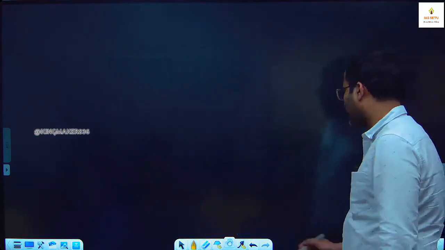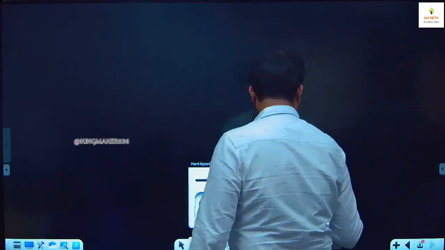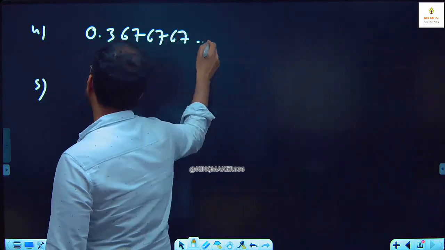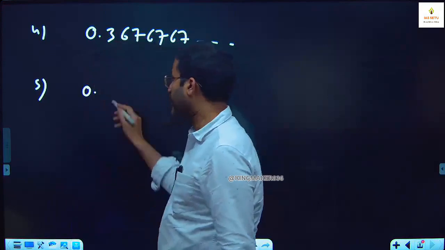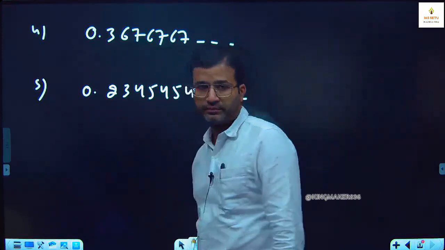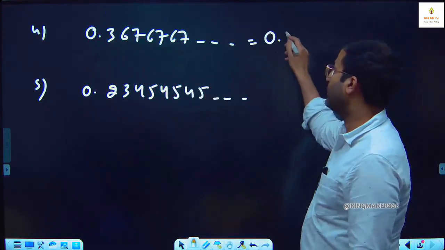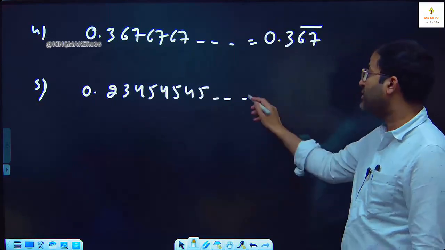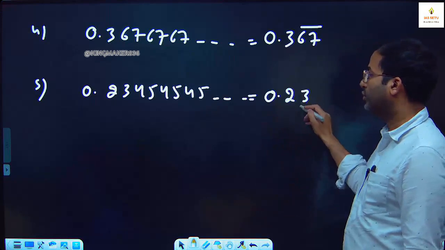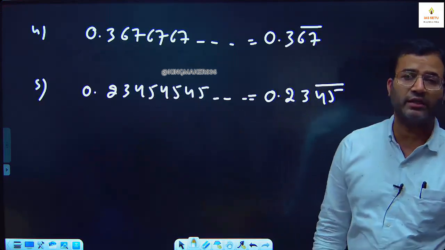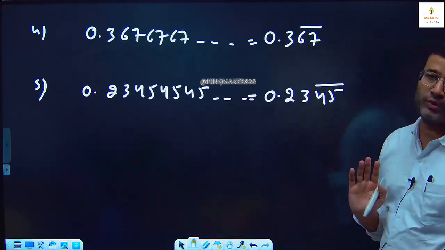Okay, let me take two extra examples so that we have better understanding. Fourth example and fifth example. 0.3676767 and 0.23454545. I expressed the first like 0.3 bar on 67 because this 67 reoccurs again and again. Second question is 0.23 bar on 45 because 454545 reoccurs again and again. The digits that repeat get the bar over them.